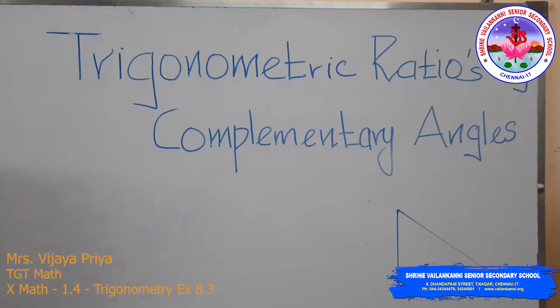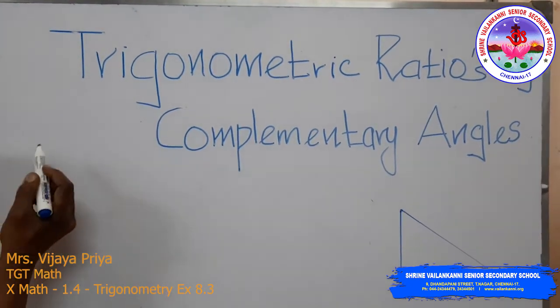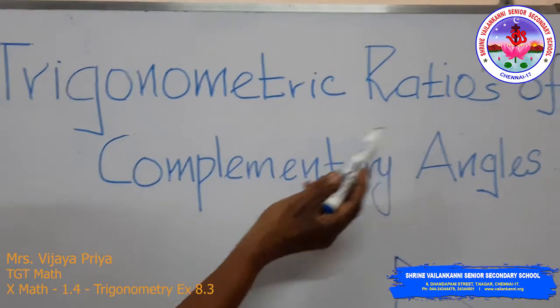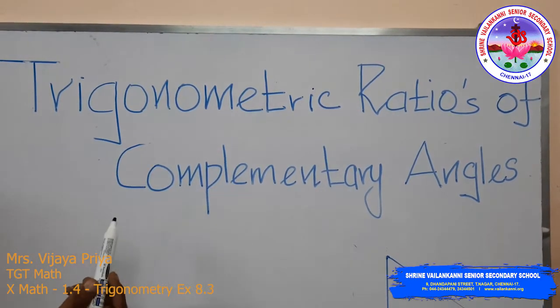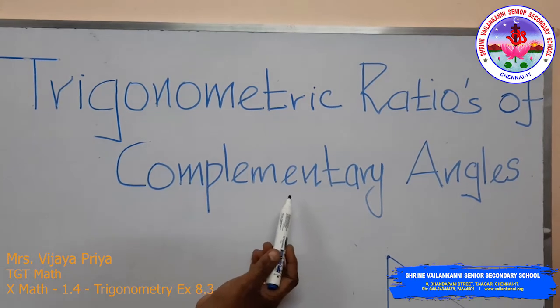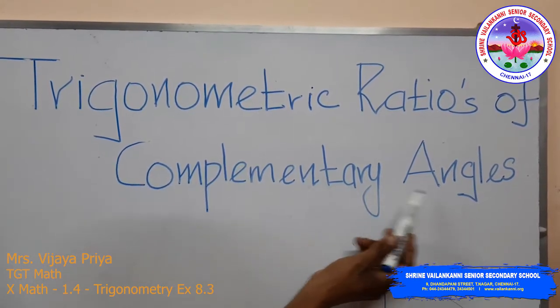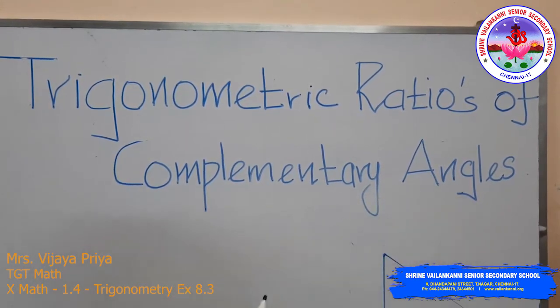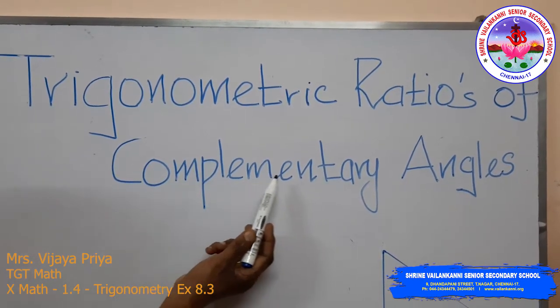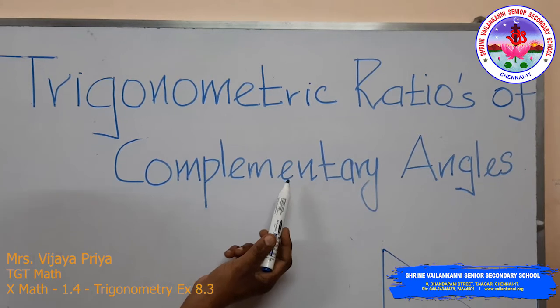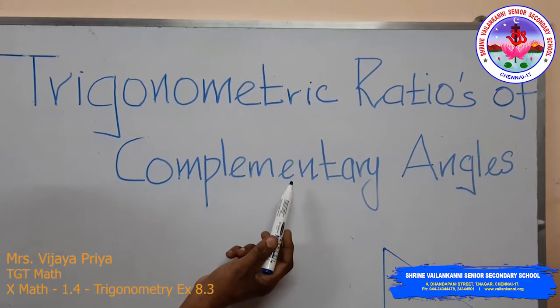Hello students, coming to our topic, trigonometric ratios of complementary angles in trigonometry. Let us recall what we mean by complementary angles. Two angles are said to be complementary if their sum is 90 degrees.